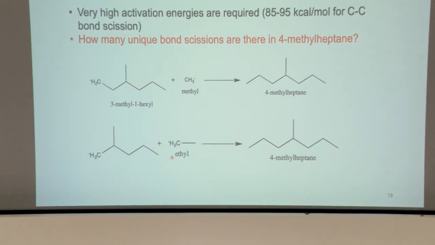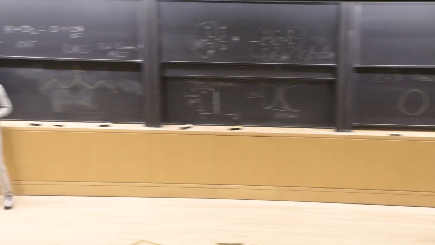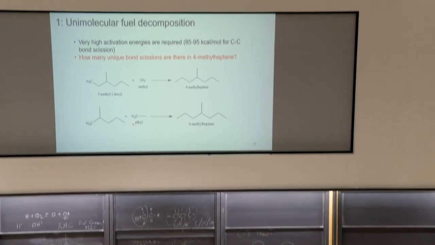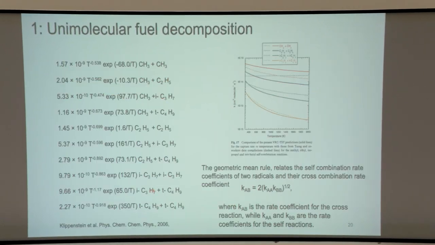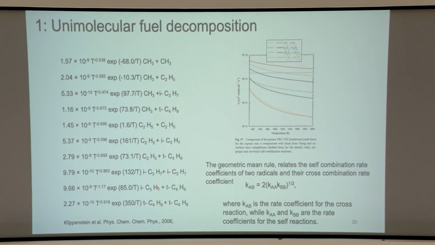Yeah, the second one makes ethyl, the third one makes propyl, and the fourth one also makes methyl, and then we don't care about the rest. So we write four unique reactions in the mechanism, and then we have to prescribe rates for these reactions, okay? So where do we get the rates for these different reactions?